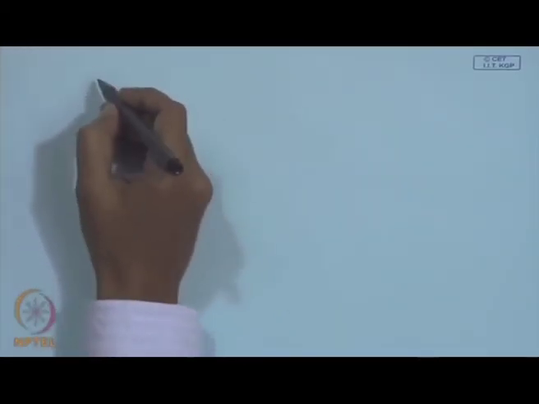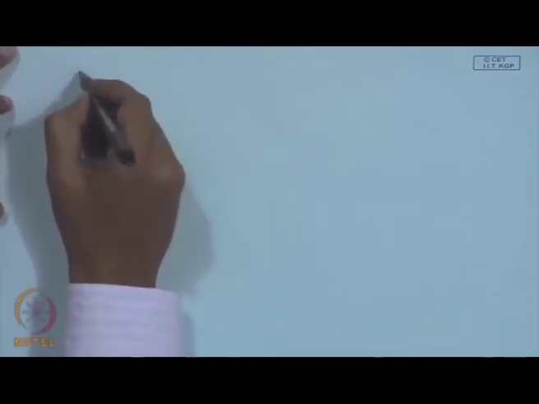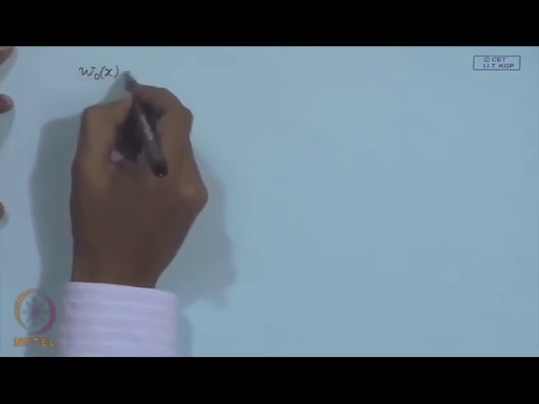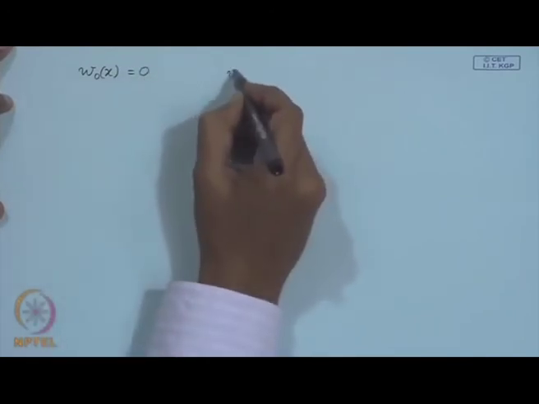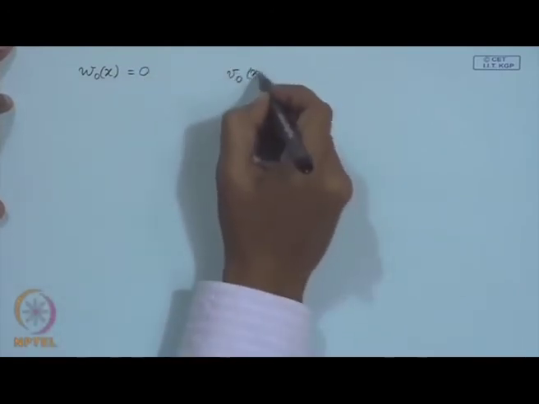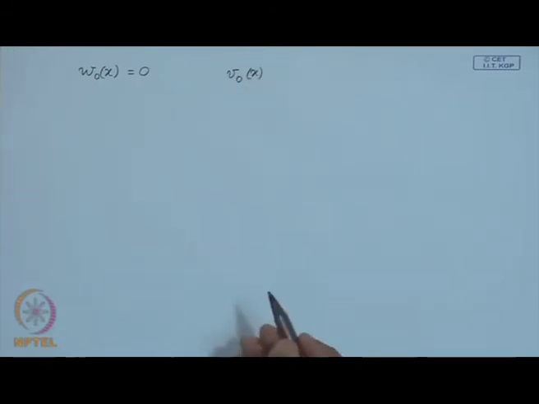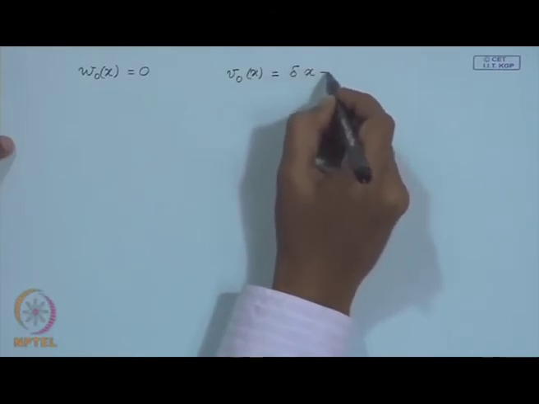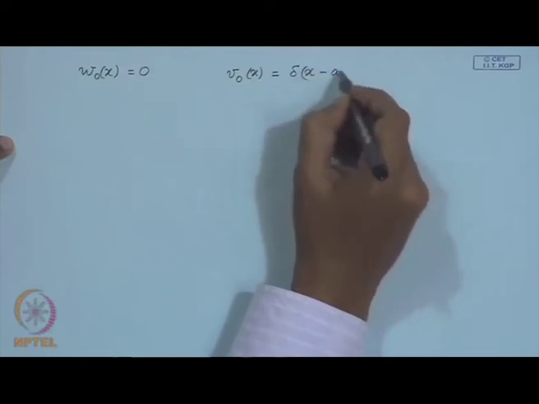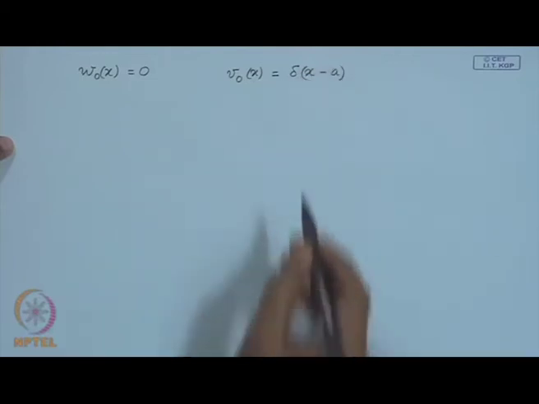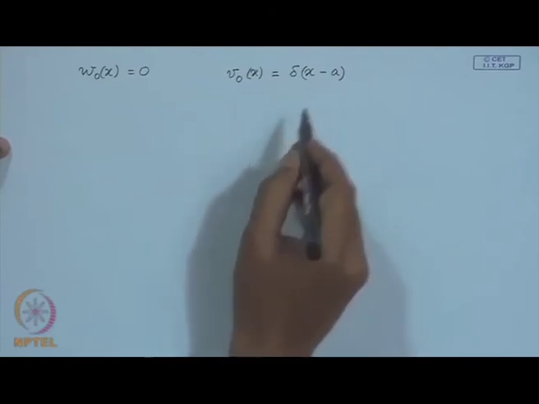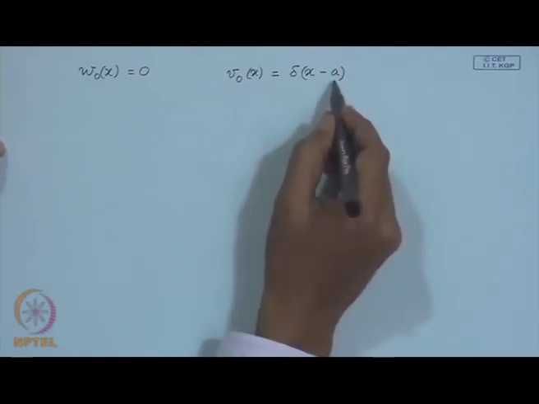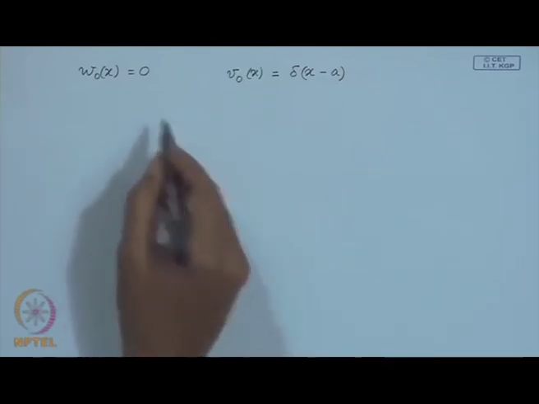So, let us look at the initial velocity condition. So, what we now have is, this is 0 and V 0 x is something specified. Now, let us look at the situation that I just now discussed. Let us say the initial velocity distribution is a Dirac delta function applied at x equal to a.